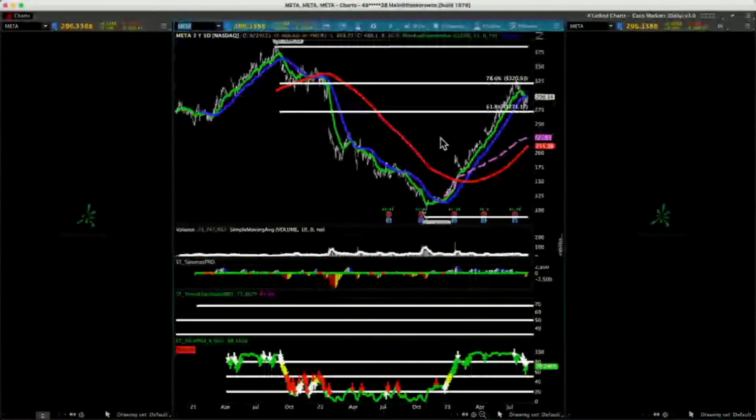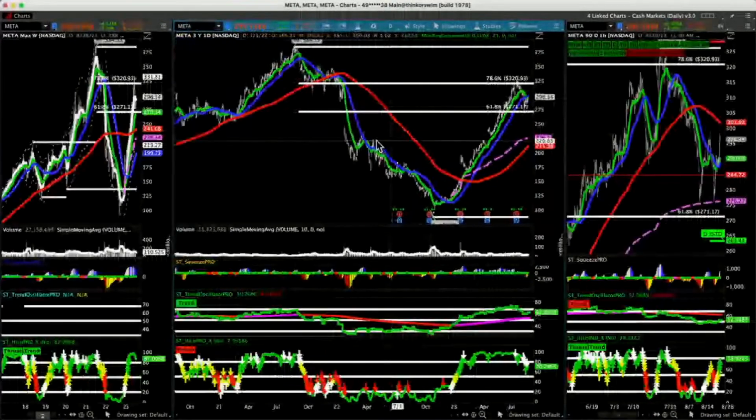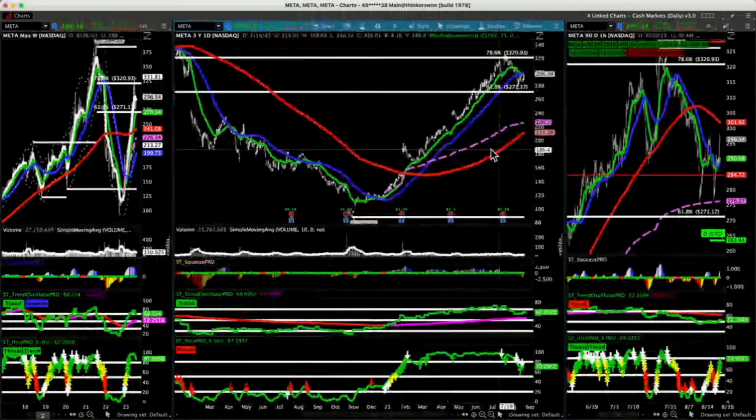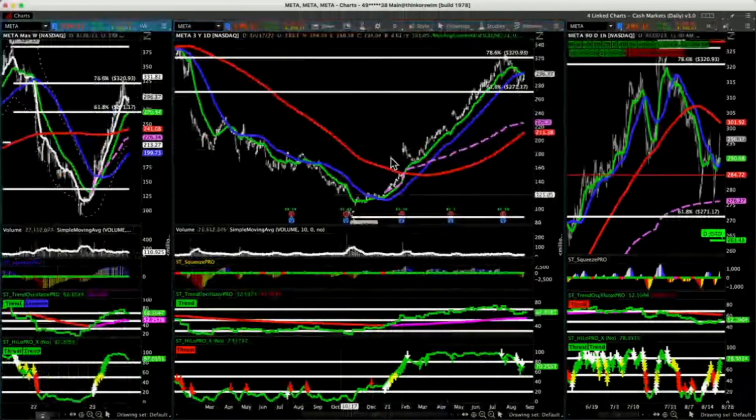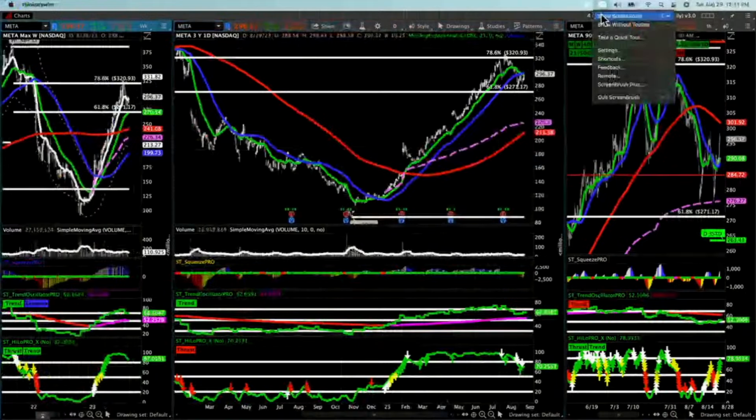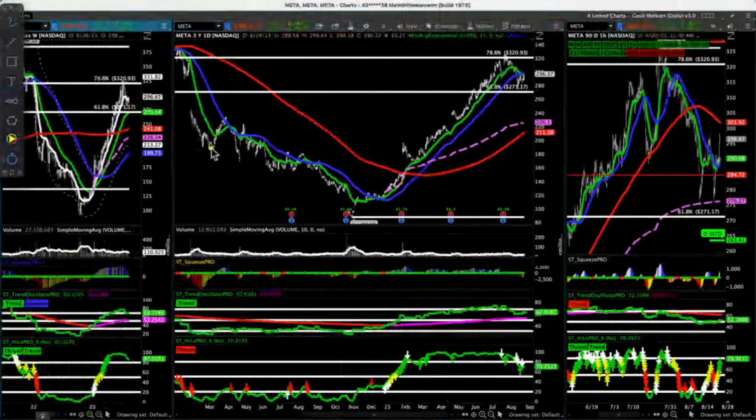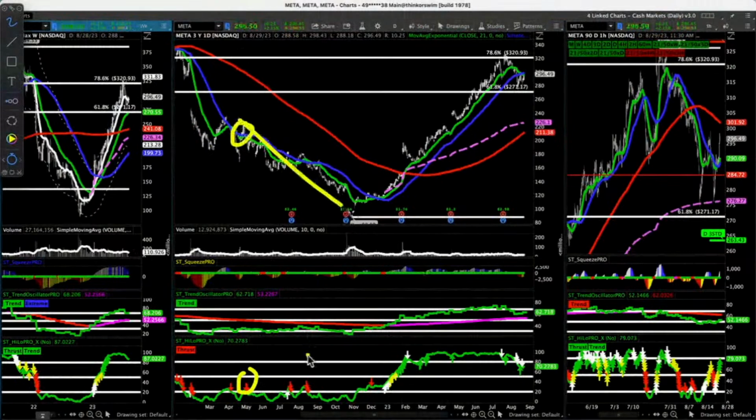Somebody wanted to take a look at Meta. What's cool about Meta here is you can see that it would have kept you basically safe the entire down move lower, right? Notice how it doesn't care about these moves here. It's not trying to catch every little twitch. If anything, all it does is wait and tell you that's the bounce you want to short. You see all of these sell signals down here, and then once it flips, you see how it flips to the other side.